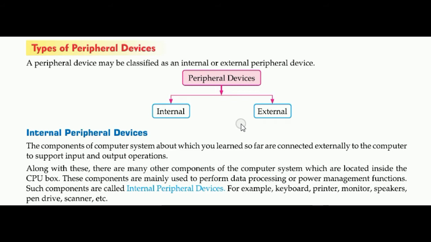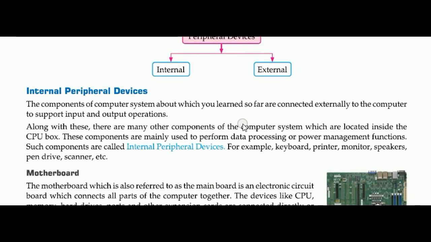Along with these, there are many other components of the computer system which are located inside the CPU box. These components are mainly used to perform data processing or power management functions. Such components are called internal peripheral devices. For example, keyboard, printer, monitor, speakers, pen drive, scanners, etc.